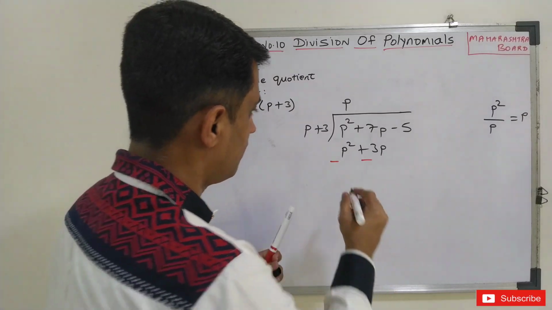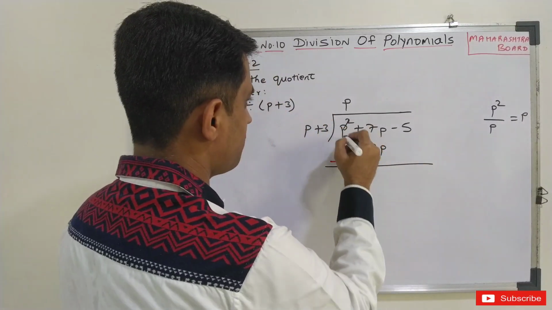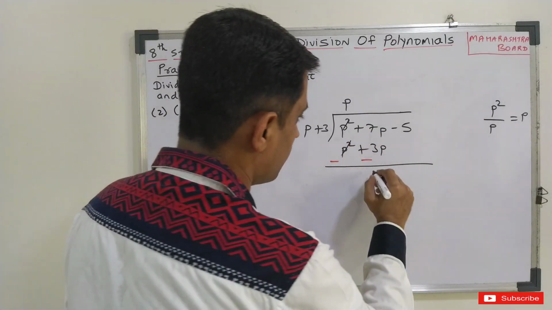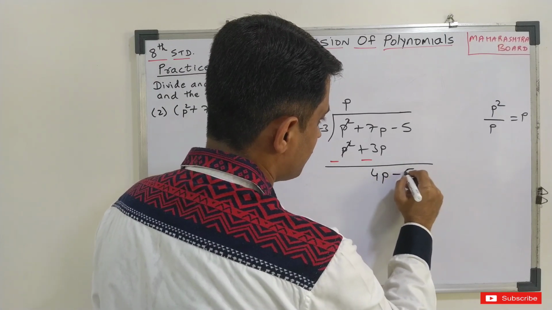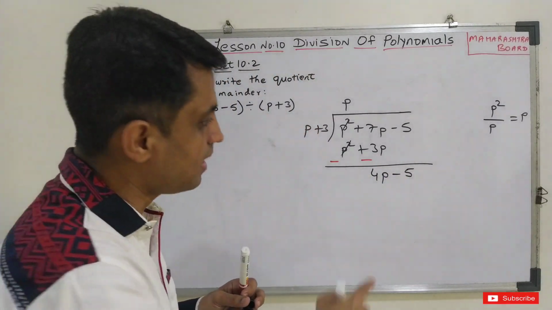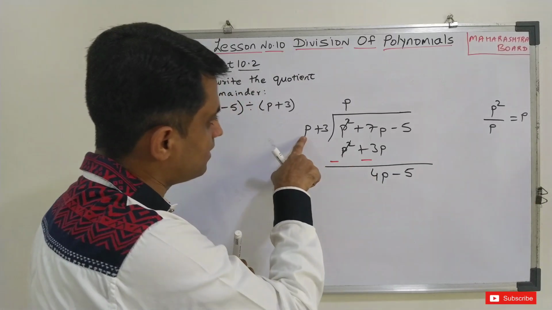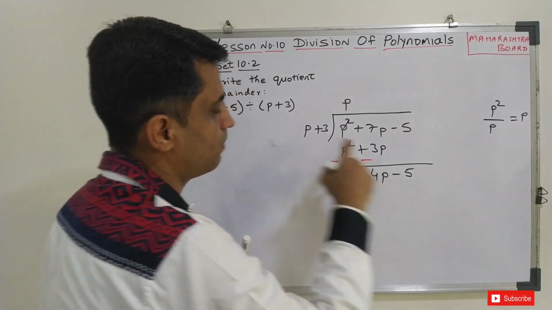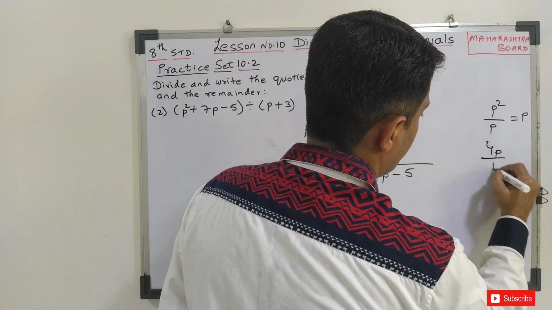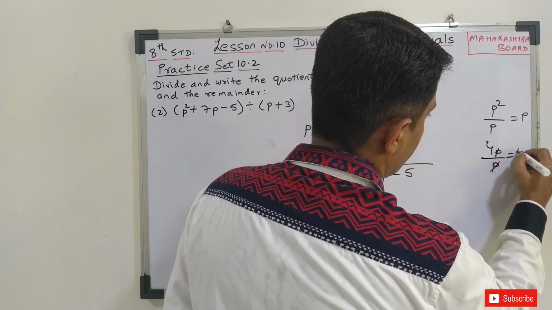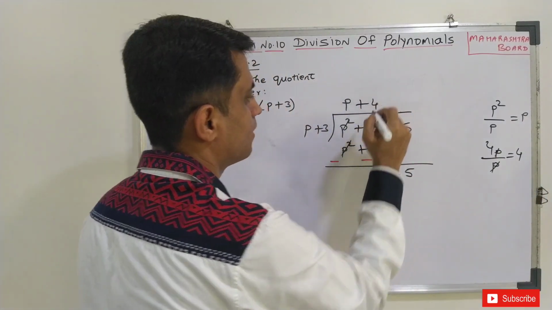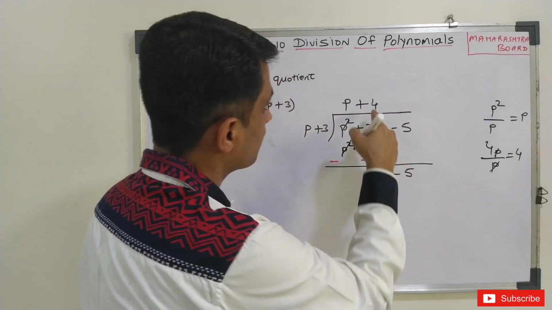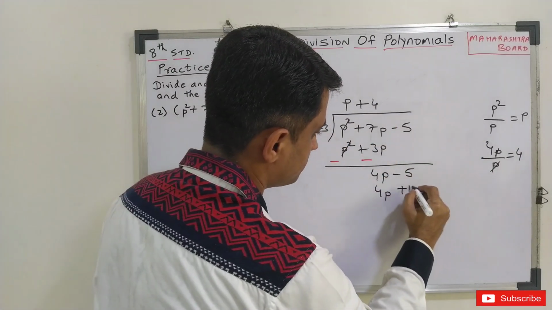So what we will get here? This p square will get cancelled. Now 7p minus 3p. 7p minus 3p is what? 4p minus 5. Now the next step would be what? Same. Always you have to divide the first term by the first term. Here also first term by first term. Same method here. 4p upon p. So p and p will get cancelled. What will we get? 4. So what will we write here? Plus 4. Now 4 into p is 4p. 4 into 3 is 12.